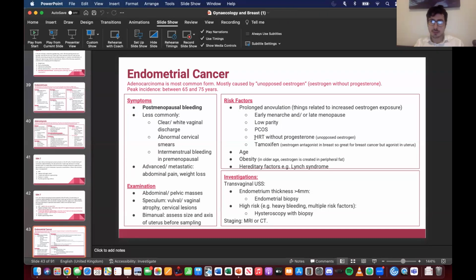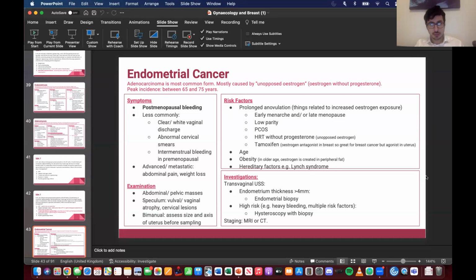And similarly, in some breast cancers for premenopausal women, tamoxifen is used, and it's avoided in postmenopausal women. Tamoxifen is an estrogen antagonist in the breast, but unfortunately it's an estrogen agonist in the uterus, so would contribute to this unopposed estrogen. The older you get, the more likely you are. Obesity increases the risk because with older age, your ovaries aren't your main source of estrogen, this switches to your peripheral fat. And also hereditary factors. If you remember, Lynch syndrome, which can be an inherited cause of colorectal cancer, also has a 40% risk of endometrial cancer. What investigations are we going to do?